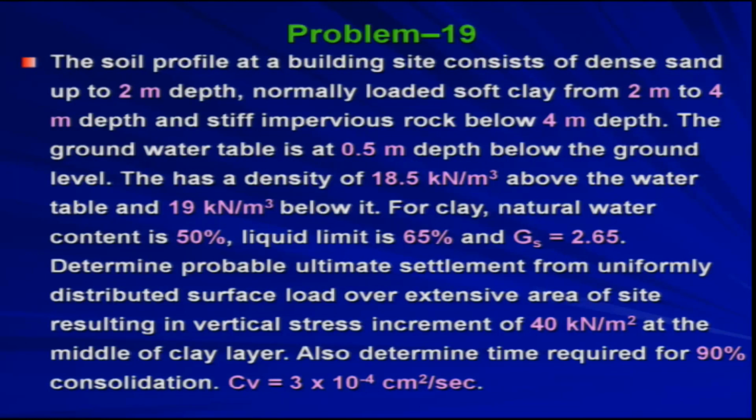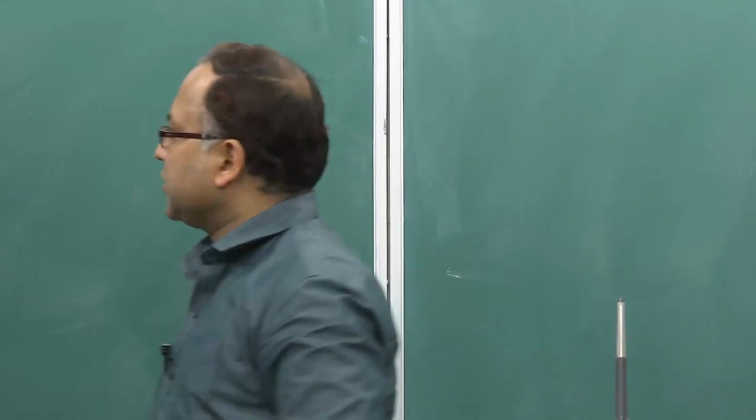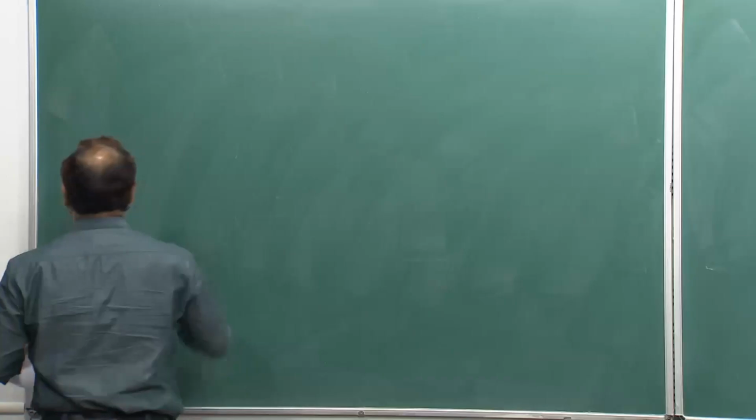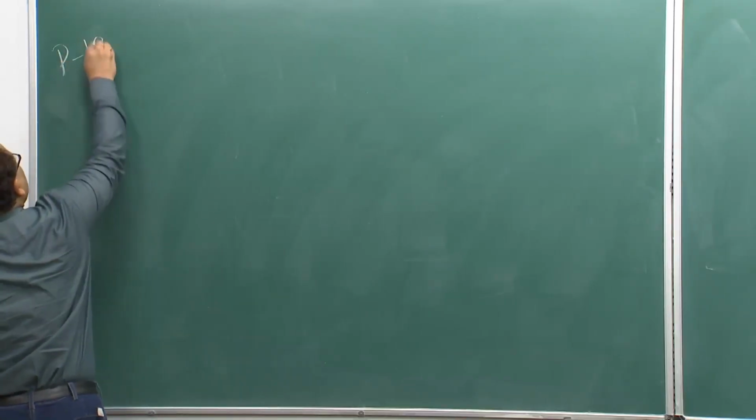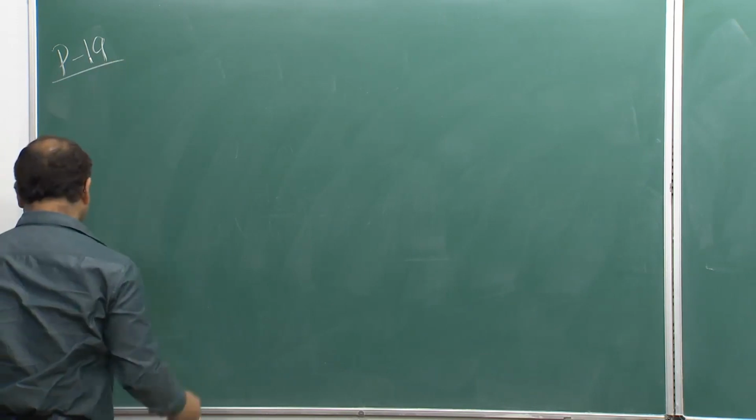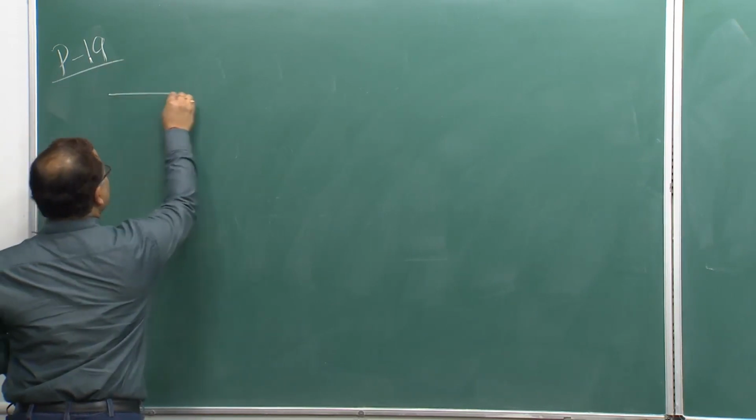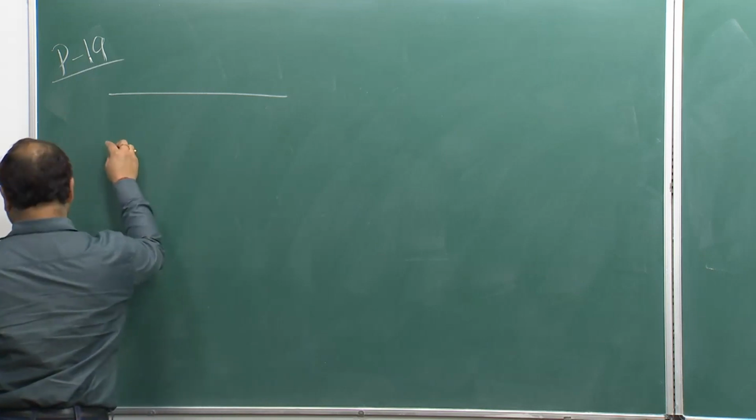So, at that location we will be trying to find out the settlement, and Cv is also given. So, with these parameters we need to find out the probable ultimate settlement at the middle of the clay layer, and then also determine the time required for 90% consolidation. Okay. So, let us try to find out. So, problem 19. Let us draw the clay layer first, I mean the soil deposit first.